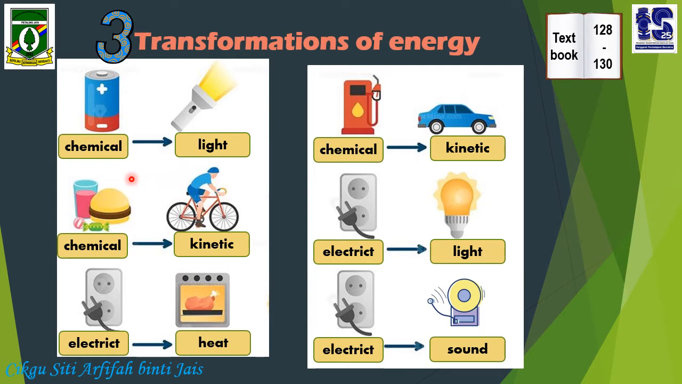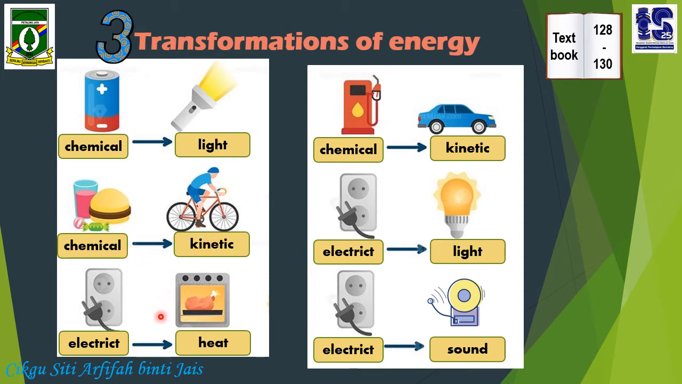Okay. As living things, we must eat food and drink water. Food and water contain chemical energy. When we get the energy, we can do a lot of activities. For example, cycling. In this situation, chemical energy is changed into kinetic energy.